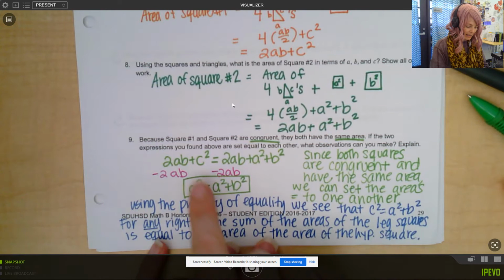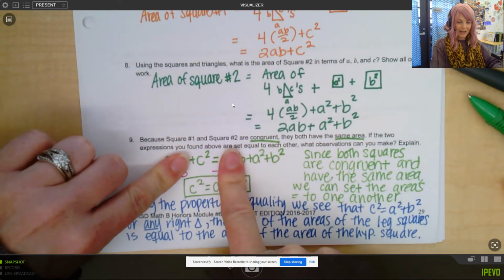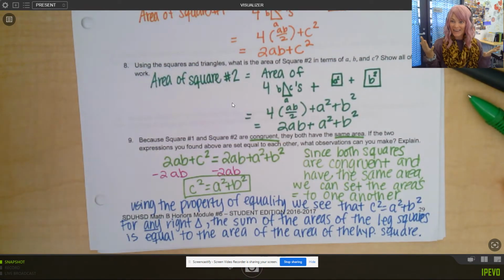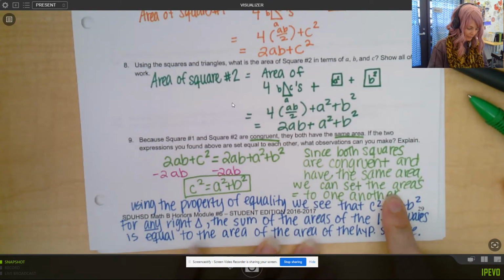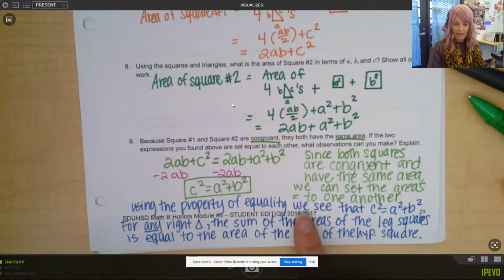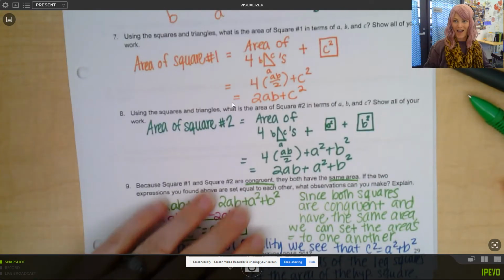So if we set them equal to each other, and notice that we can subtract 2ab from both sides, we end up with the Pythagorean theorem. So cool. So since both squares are congruent and have the same area, we can set the areas equal to one another. And using the property of equality, subtracting the same amount from both sides is still equal. We see that c squared equals a squared plus b squared. So for any right triangle, the sum of the areas of the leg squares is equal to the area of the hypotenuse square. So radical.